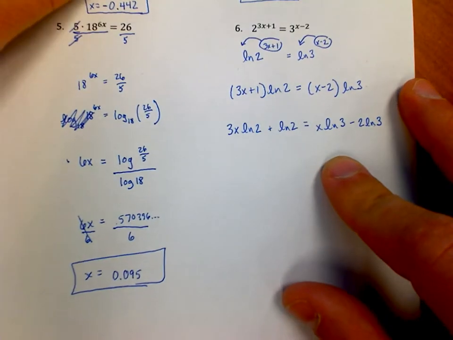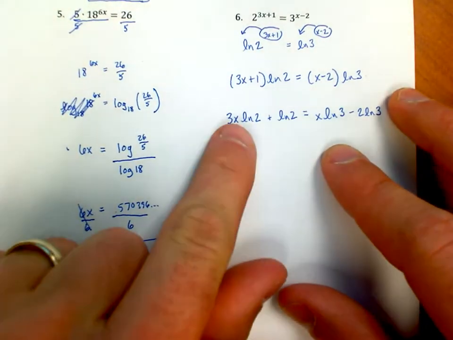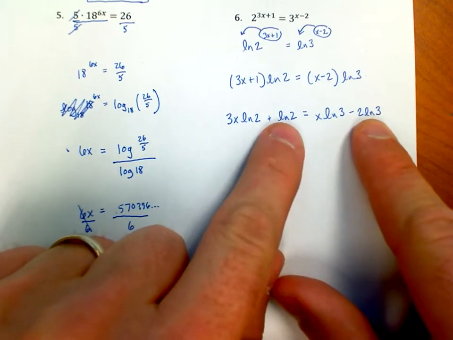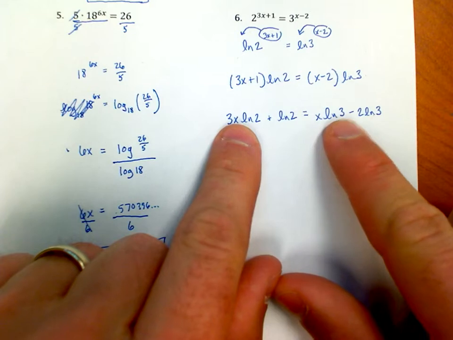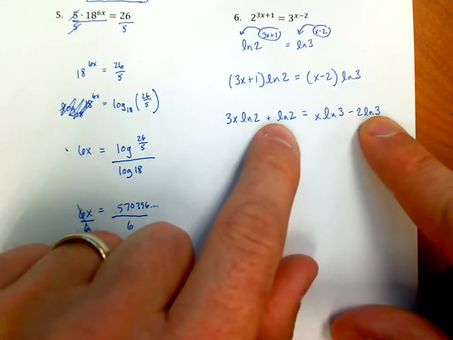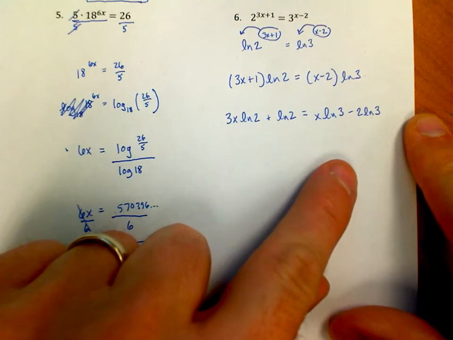Now notice as I look at this, I have an x here and I have an x here, but I don't have x's over here in these two, right? So I'm going to take all the things with the x's and put them on the left-hand side together. I'm going to take all the things without x's and put them on the right-hand side, on the opposite side of the equal sign.